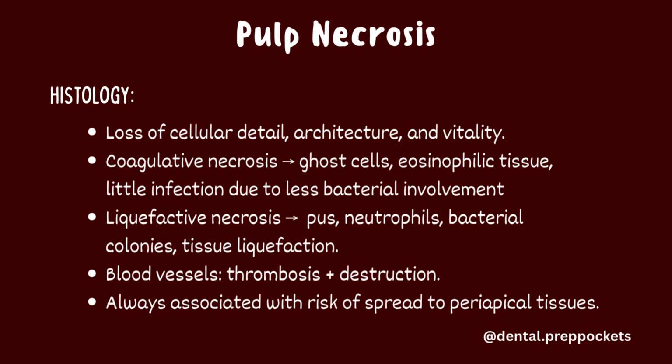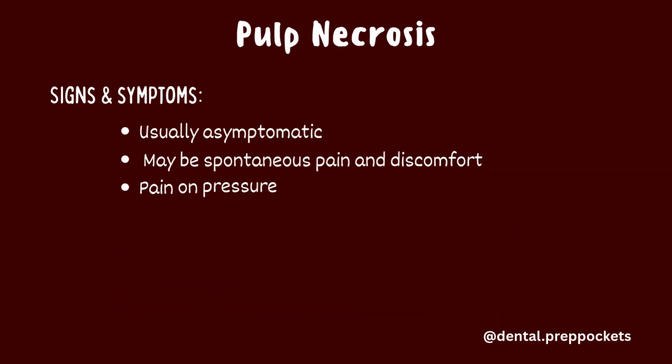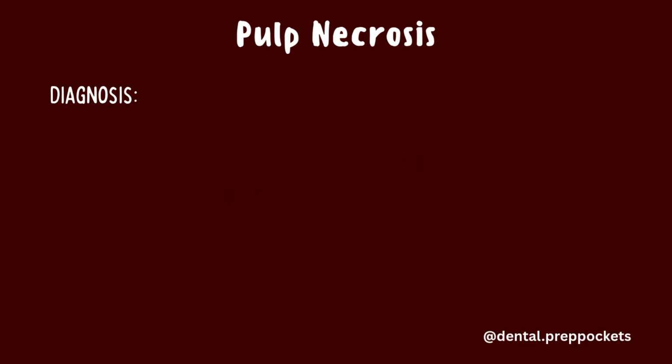There will be thrombosis and destruction of blood vessels. There will always be a risk of spread of infection to periapical tissues. It is usually asymptomatic, because the nerve endings supplying the pulp are no longer present. But clinically, there are instances when the patient can feel endodontic instruments that are exploring the necrotic pulp space. It may be due to remaining pulpal nerve fibers or fluid pressures that stimulate apical nociceptors. It shows no response to pulp vitality tests.